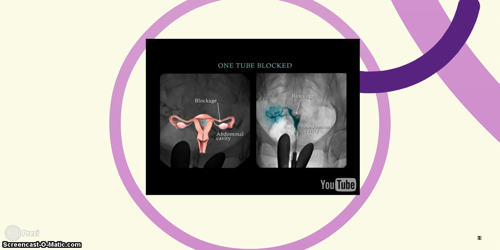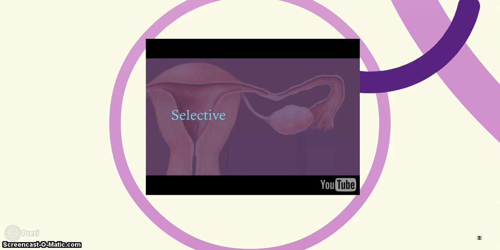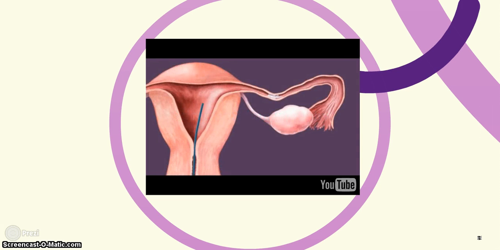If one fallopian tube is blocked, the dye will not spill out into the abdominal cavity on that side of the patient. In some cases, blockage can occur in both fallopian tubes. Notice that the dye will remain within the endometrial cavity. When the blockage is confirmed, selective salpingography can be performed. The catheter is pushed into the os, or opening of the blocked tube.